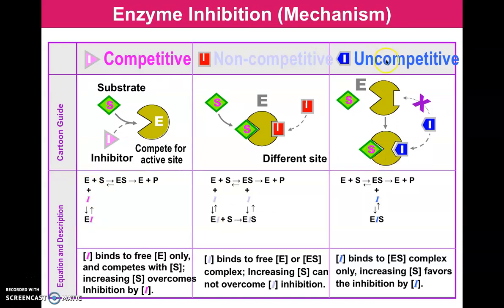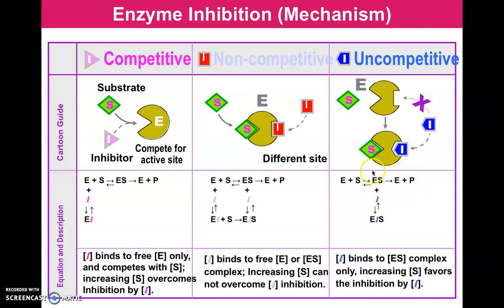The final type of enzyme inhibition mechanism is the uncompetitive inhibitor. If you look at the diagram, it will attack a different part of the enzyme as well, not the active site. The mechanism seems similar to the non-competitive, but actually the mechanism tells you it is different.